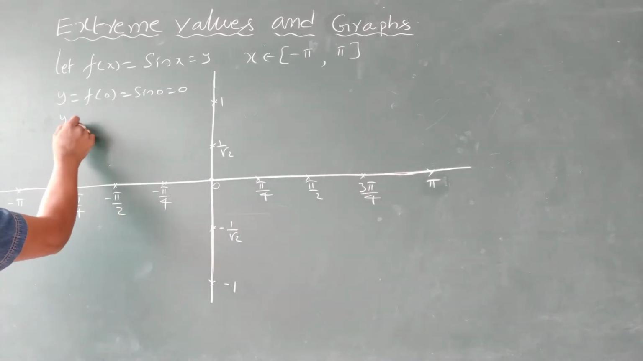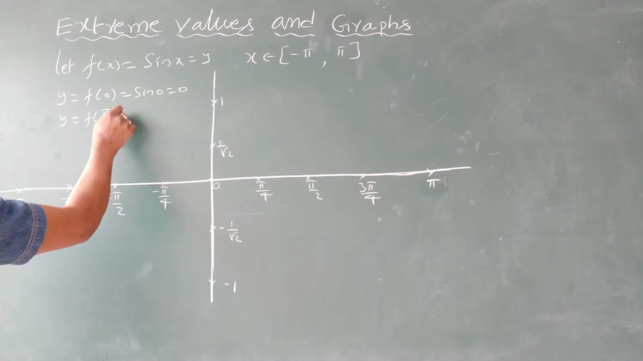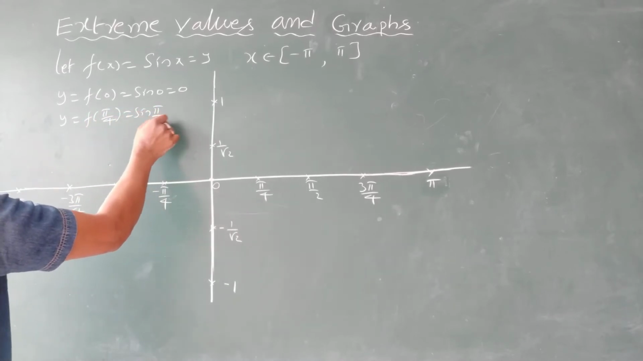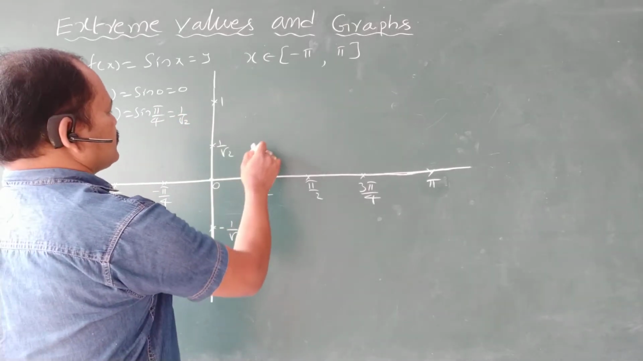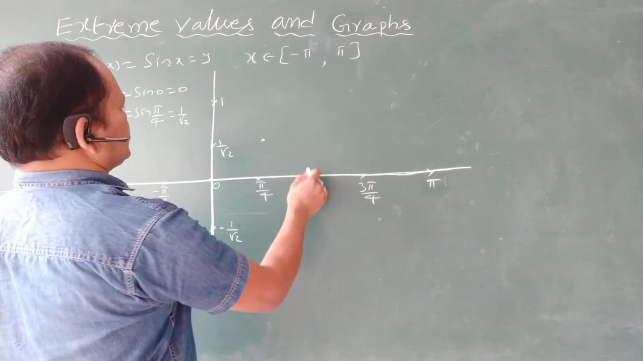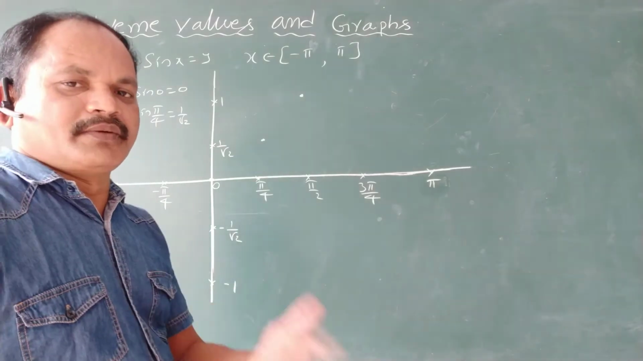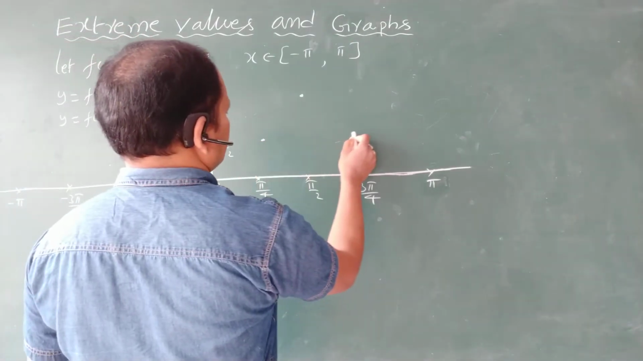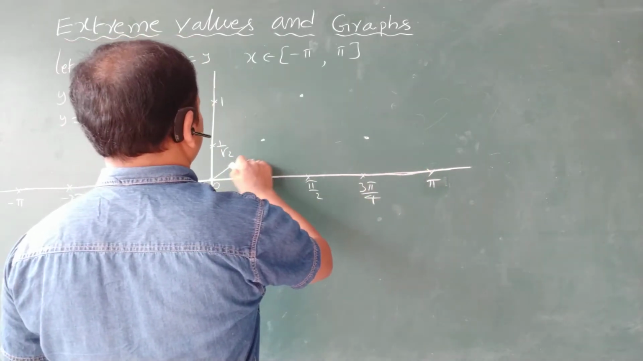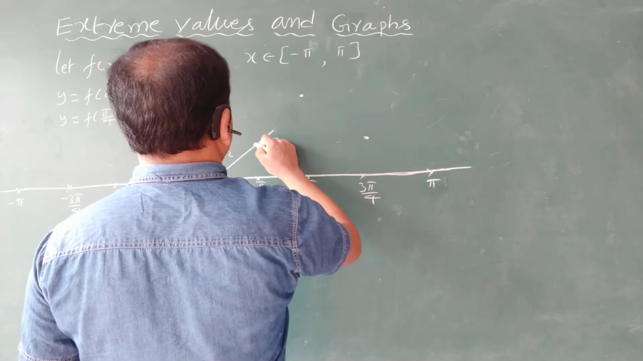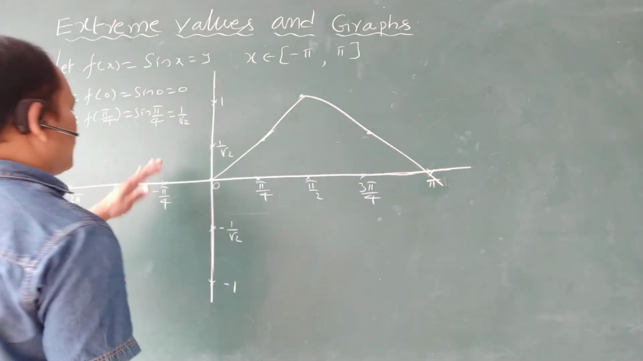Next, put x is equal to pi by 4. f of pi by 4 is sin pi by 4, which is 1 by root 2. Here it is pi by 2, then it is 1. Here it is 3 pi by 4, sin 3 pi by 4, sin 135 degrees, also 1 by root 2. And sin pi is 0. That's why the graph looks like this.